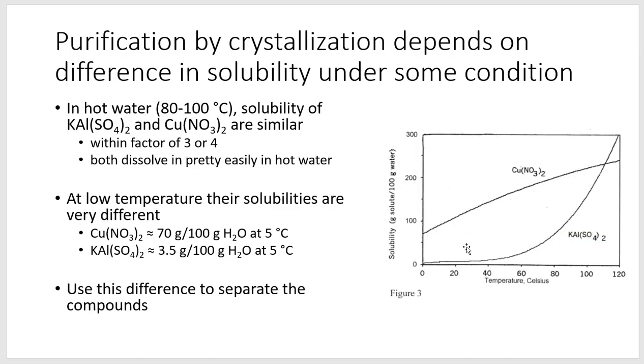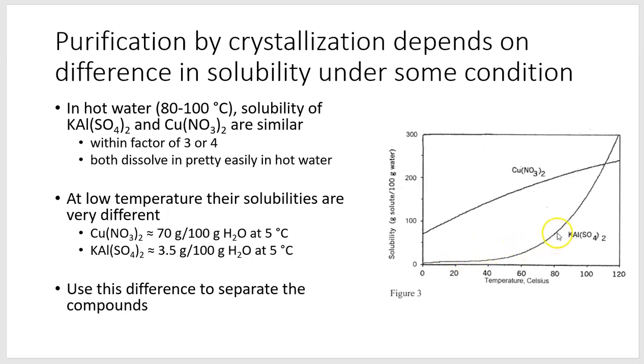So in our experiment, how are we going to do this? Well, this figure over here should hopefully illustrate. The big thing we want to pay attention to is that at low temperatures, the alum has a very low solubility. At 5 degrees, it's around 3.5 grams per 100 grams of water. But copper nitrate still has a fairly high solubility. It's maybe around 70 grams per 100 grams of water.